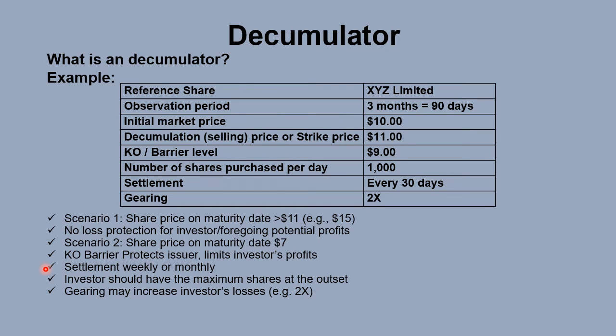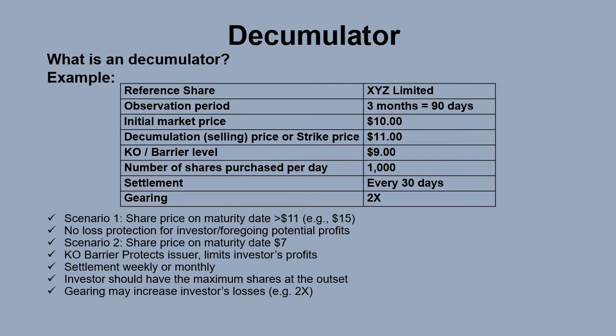Also, there could be a super risky decumulator where the investor is obliged to sell 2 times the number of shares if the asset price rises above the strike price. This is called a step-up feature or a gearing feature. For example, a 2 times gearing decumulator may require the investor to sell 2,000 shares per day on which the share price is above $11, else the investor must sell only 1,000 shares per day to the issuer, subject to the KO or the barrier condition.